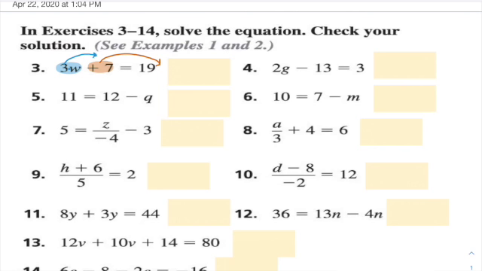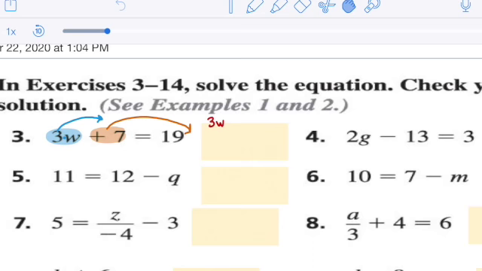So I've got 3w plus 7 equals 19. I'm going to move the constant over. It's plus 7, so we're going to make that minus 7. 19 minus 7. So correct me if I'm wrong, but I believe that's 12. So I just bring this down and I rewrite it.